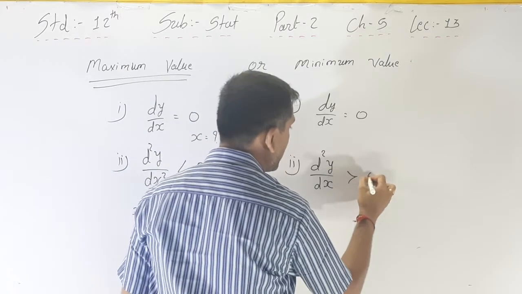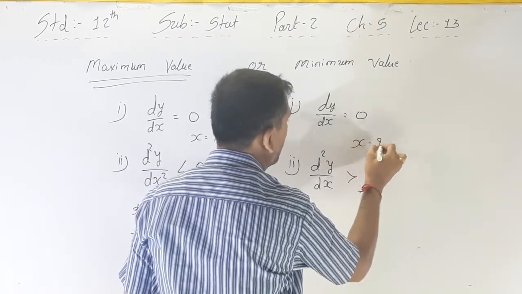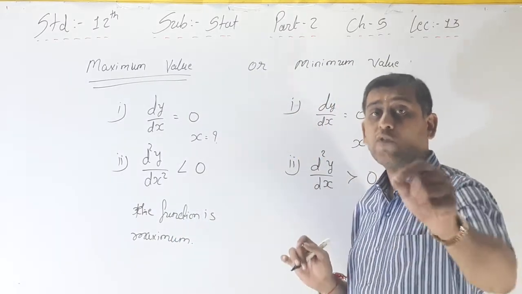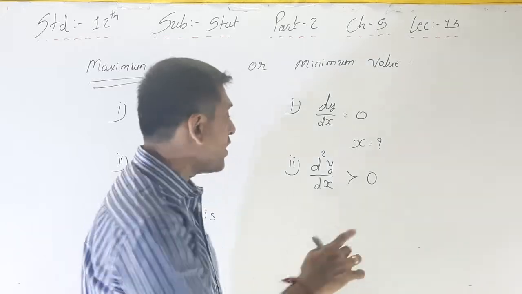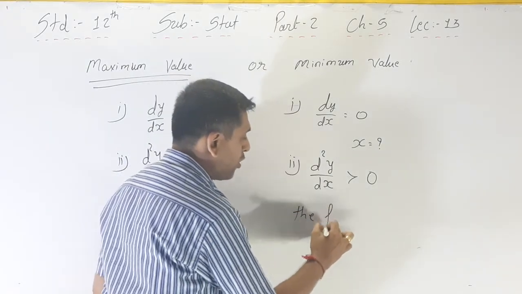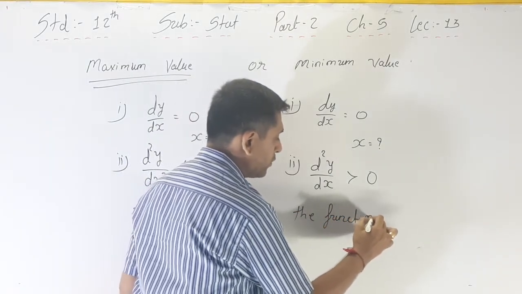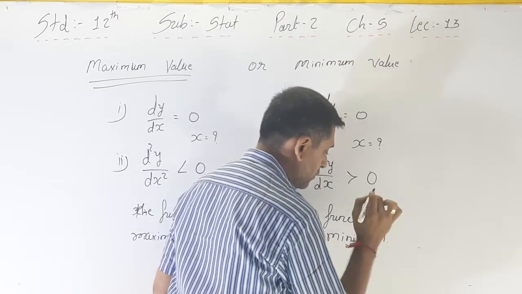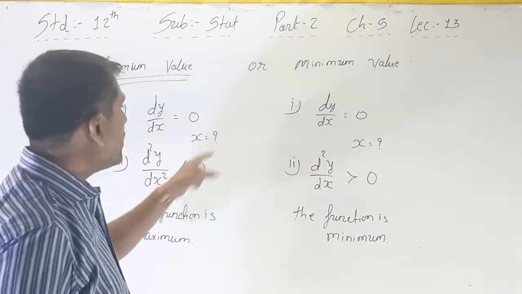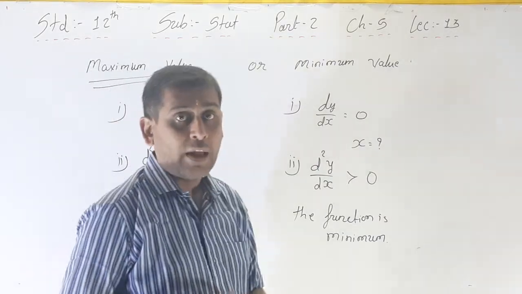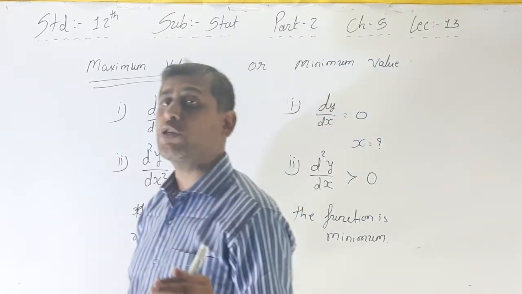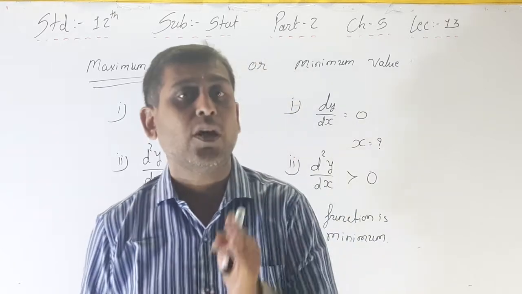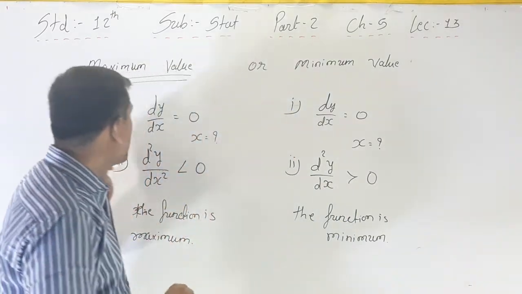And whenever we find the value of x and put that value of x in the second derivative, if the answer is positive, that is greater than 0, at that point the function is minimum. Okay, so these are the two main conditions and 3 to 4 steps to find the maximum and minimum value of the function.